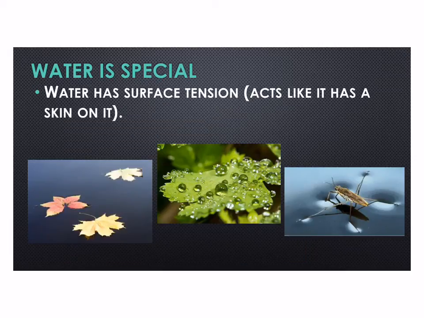Next, we see because of hydrogen bonding that water has a surface tension, which means that it acts like it has a skin on top. Those water molecules stick together and form a film over the top of the water. And we know this is true because we've seen bugs that can stand on the water. We know that leaves float on top of the water. And you've probably seen water droplets. These are all due to water's surface tension.